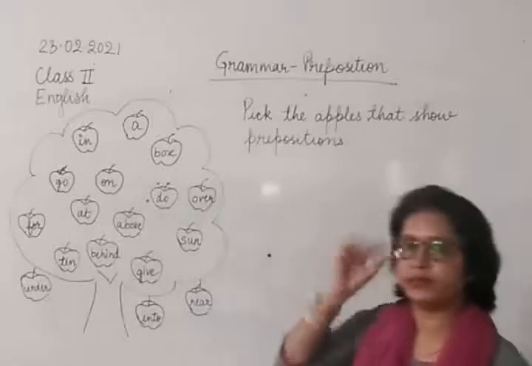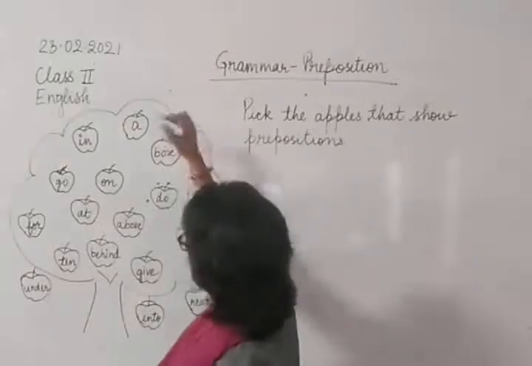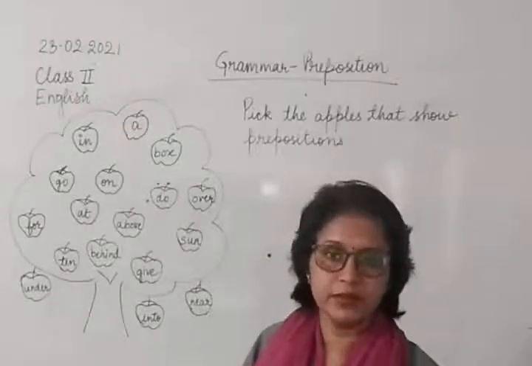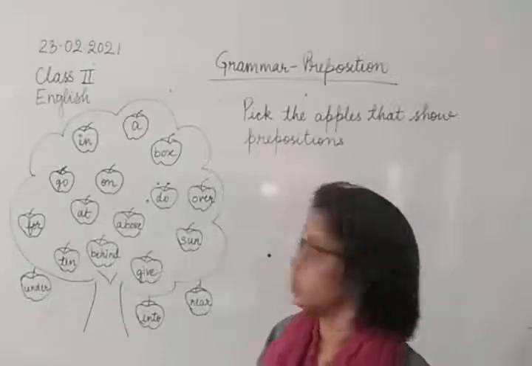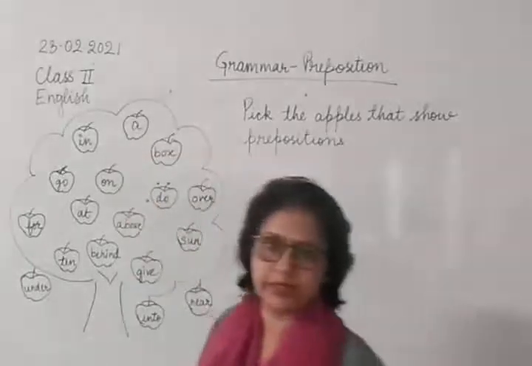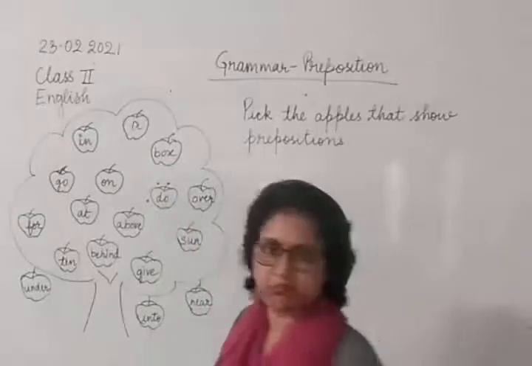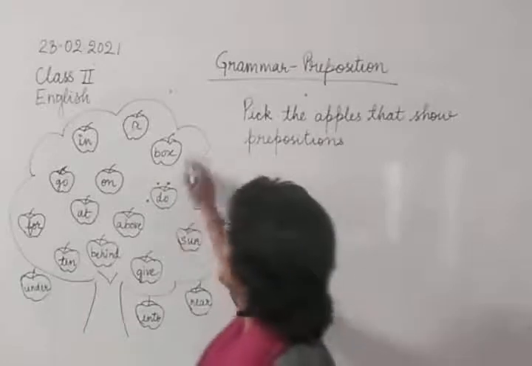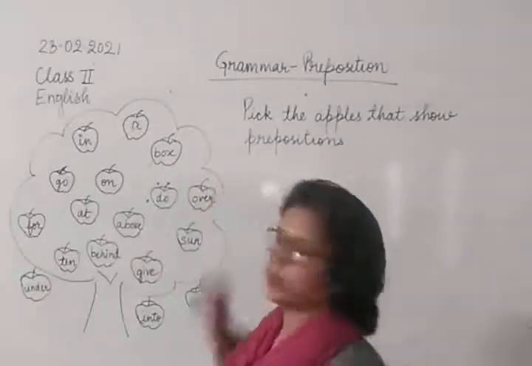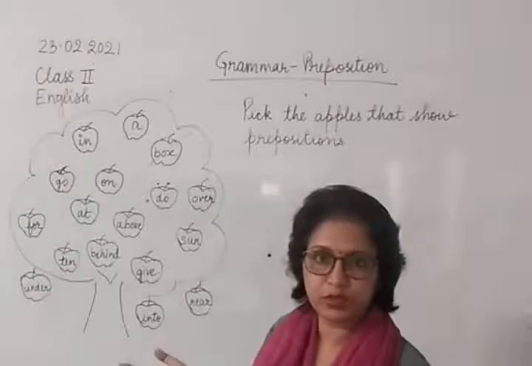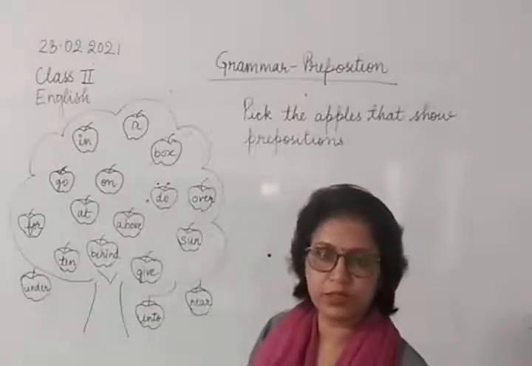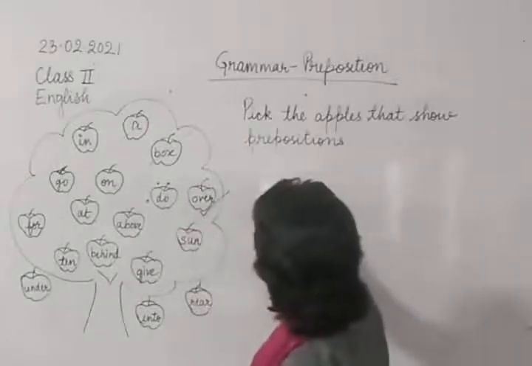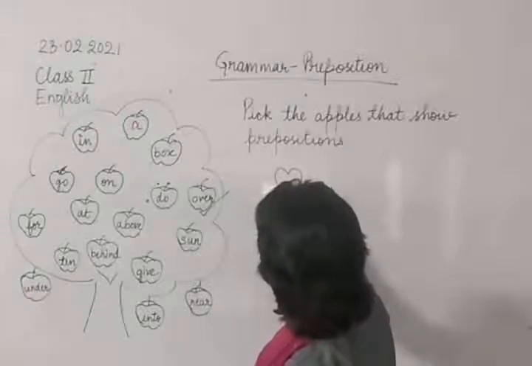ऊपर से शुरू करते हैं. Let's check this one. A कोई position को बताता है? No, A is not a preposition, so cut. सिंपल से cut लेना है. Next है box. It's a noun, name of a thing. This is also not preposition. Over. It tells us the position. Something is over something. So this apple is preposition. So हमने इस apple को ले लिया.